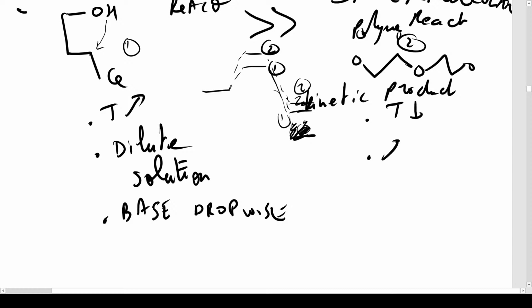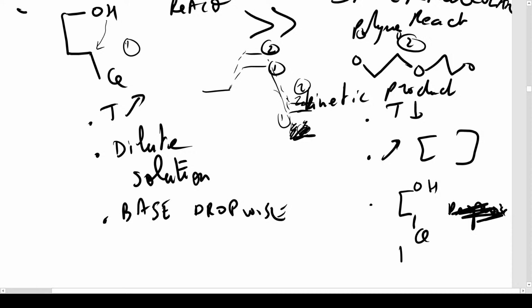So increase the concentration. Add dropwise. No, together, sorry. Everything together, in one shot. High concentration, decrease the temperature, so you have more chance to get the polymer. So, all right, I hope it's clear.